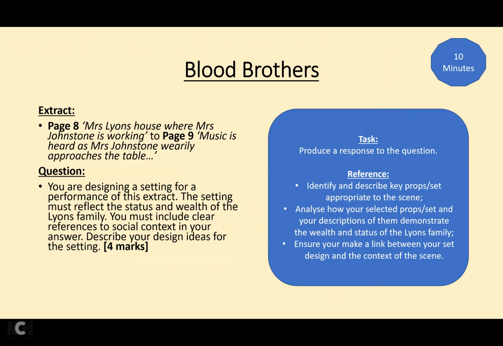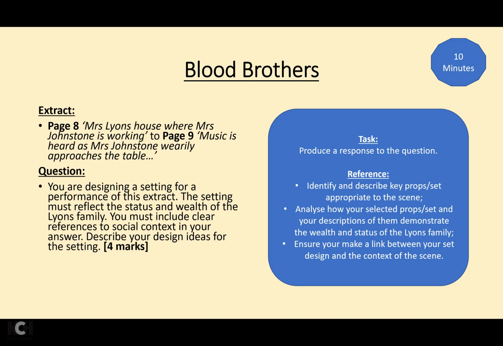So the extract that you're going to be focusing on is pages 8 to 9 in your copy of Blood Brothers, and they start with the stage direction, Mrs. Lyons' house where Mrs. Johnston is working, music is heard as Mrs. Johnston warily approaches the table. And that's the start and the end.